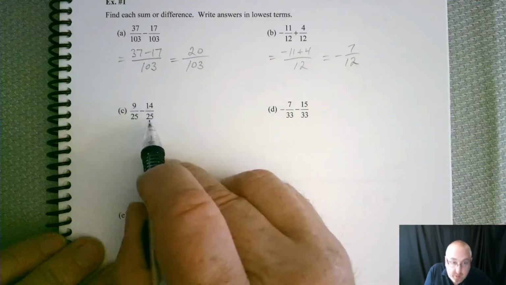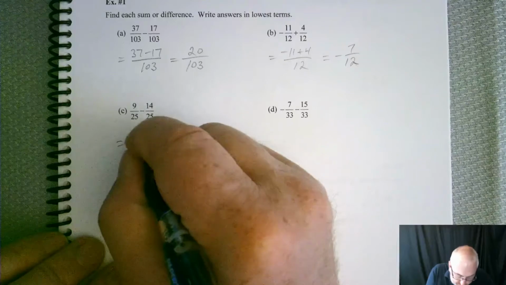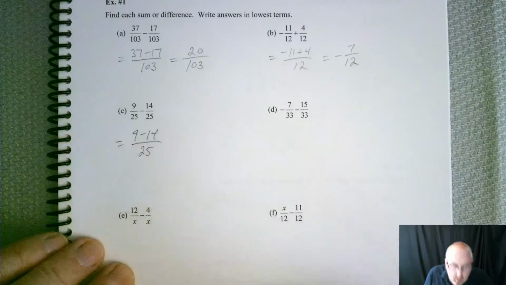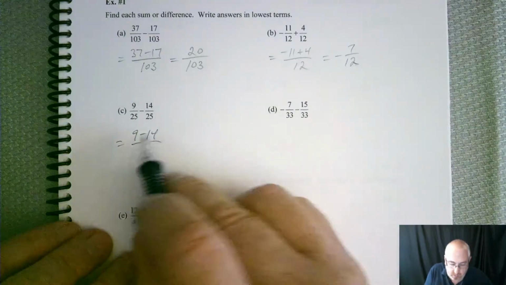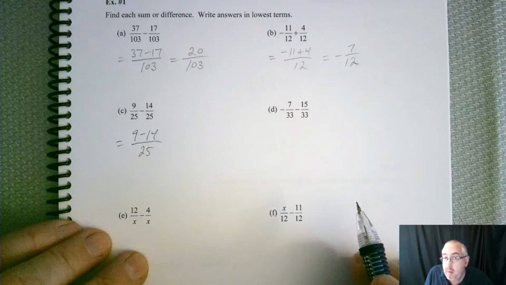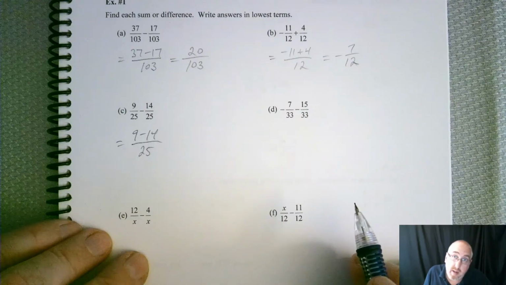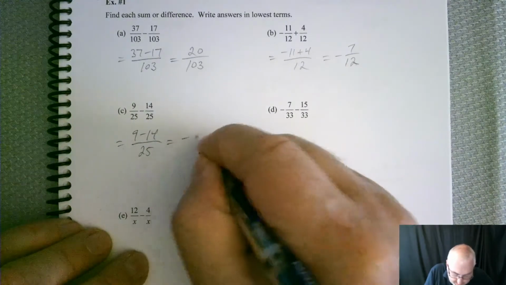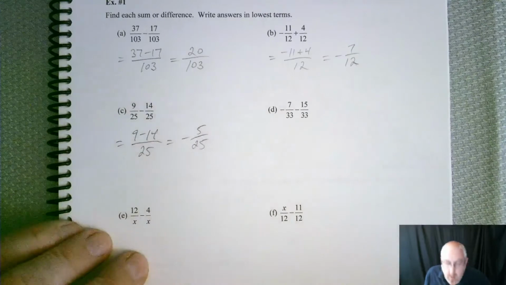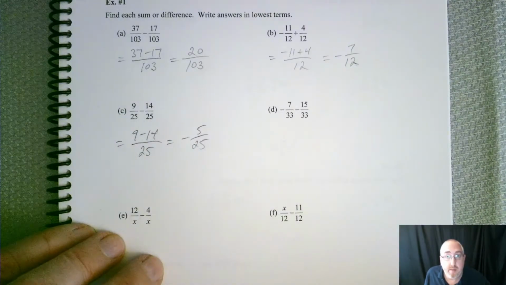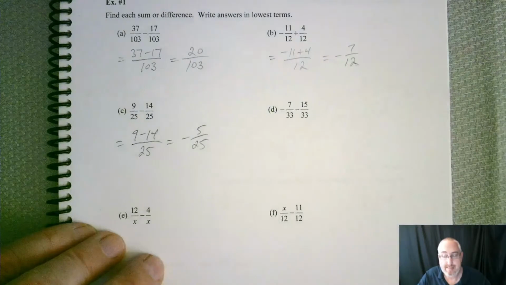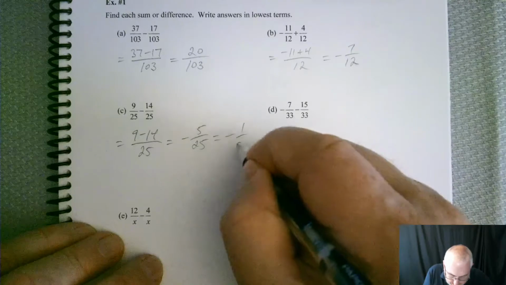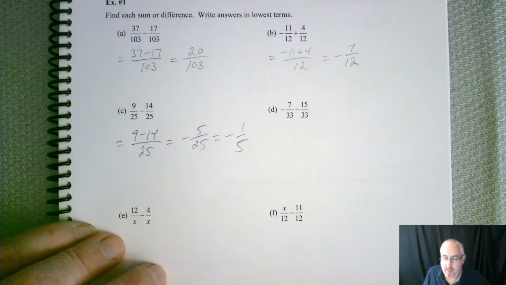9 over 25 minus 14 over 25. So same as before. Let's just write 9 minus 14 over 25. What's 9 minus 14? Well, 14 minus 9 is positive 5, so if we reverse it, it better be negative 5. So we got negative 5 over 25. And we're done? No. We're going to have to reduce that. 5 goes in. So negative 1/5 should be our answer.